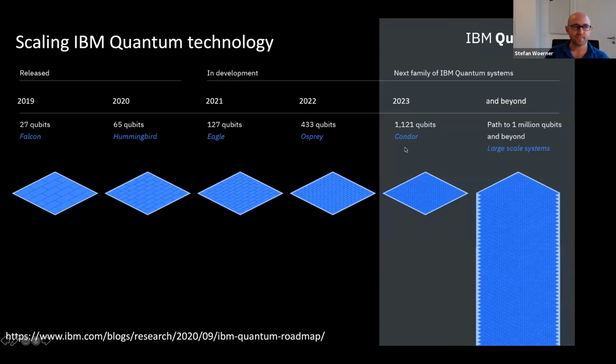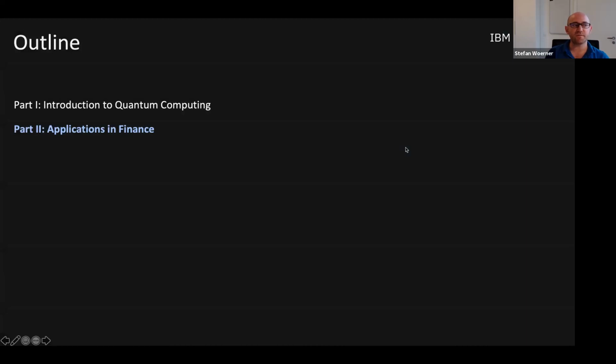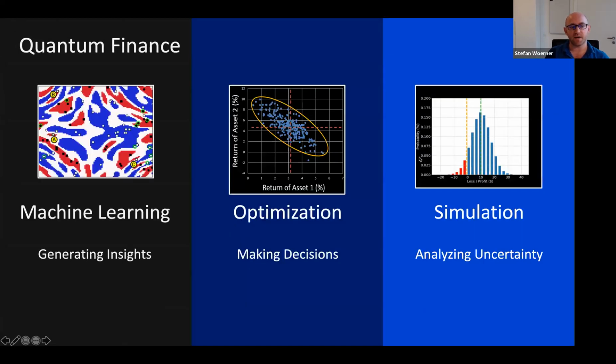Okay. So much for the brief introduction to quantum computing. Now I'd like to dive into applications in finance. And this next part is divided in 3 areas. The first is on machine learning, second on optimization, and the last on simulation. So let's start with machine learning.